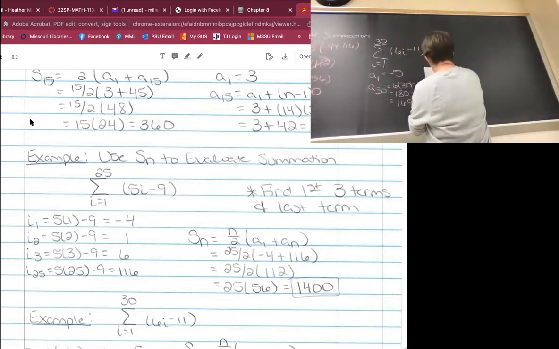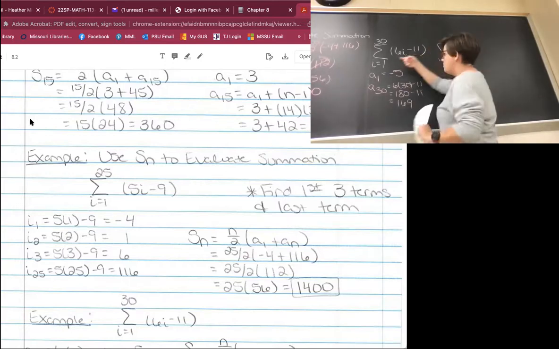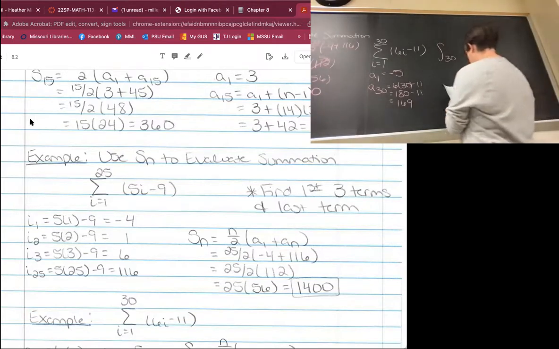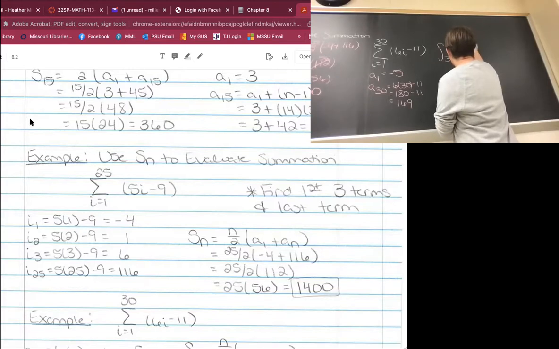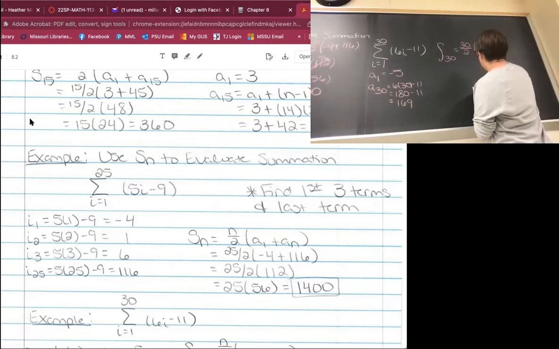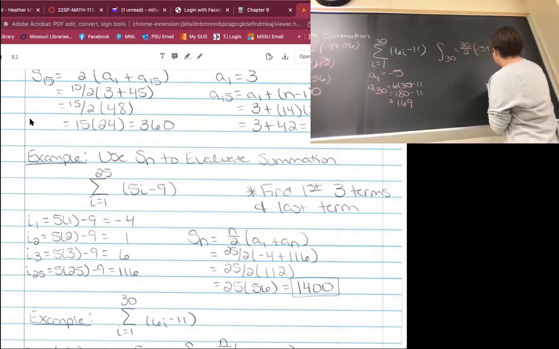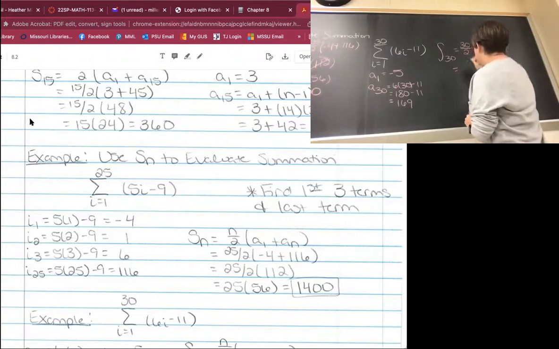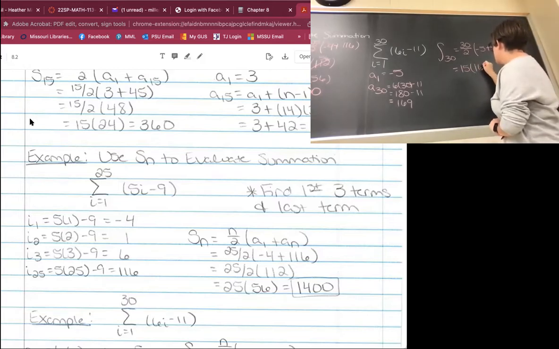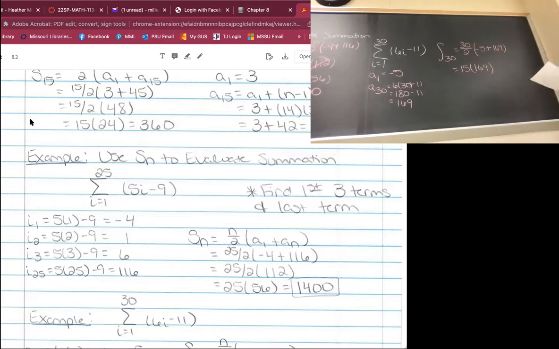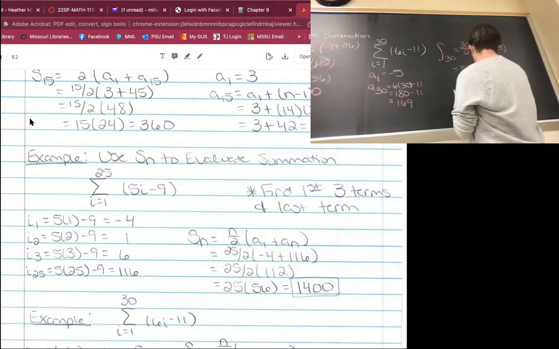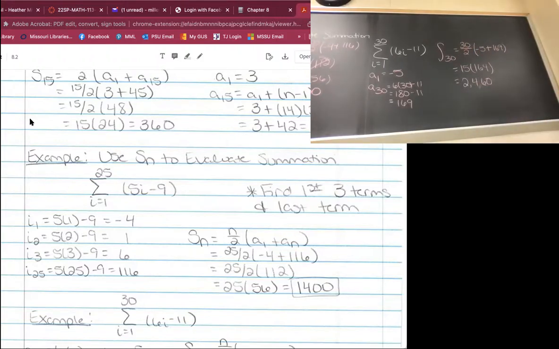So if I'm taking the sum of the first 30 terms, and I know it's the first 30 because that's my upper limit, then that's going to be 30 over 2, because it's n over 2, times my first term, which was negative 5, plus my last term, which was 169. 30 divided by 2 is 15. Negative 5 plus 169 is 164. 15 times 164 equals 2,460. I don't know why I put a comma there. 2,460.